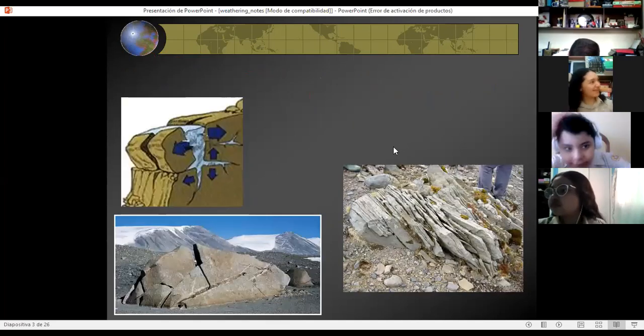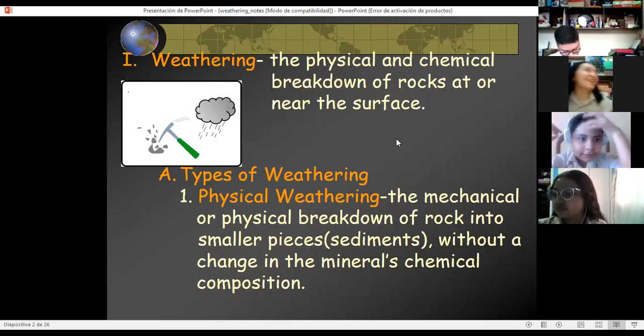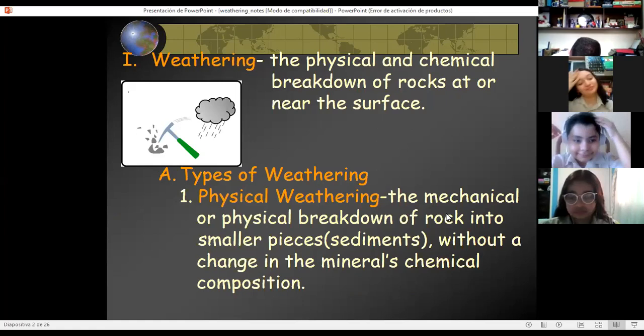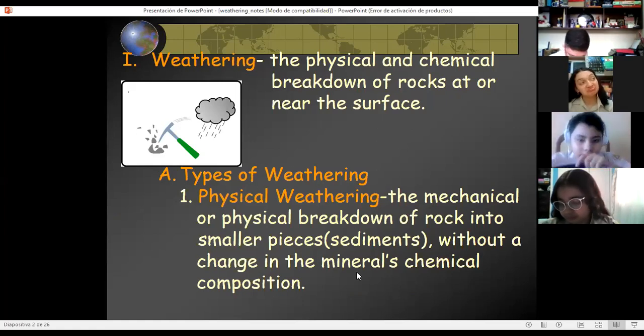Okay, we have two types of weathering. And in this case, we have the first one there. Roberto, can you read, please, the first one? Physical weathering, the mechanical or physical breakdown of rock into smaller pieces of sediment without a change in the mineral's chemical composition.